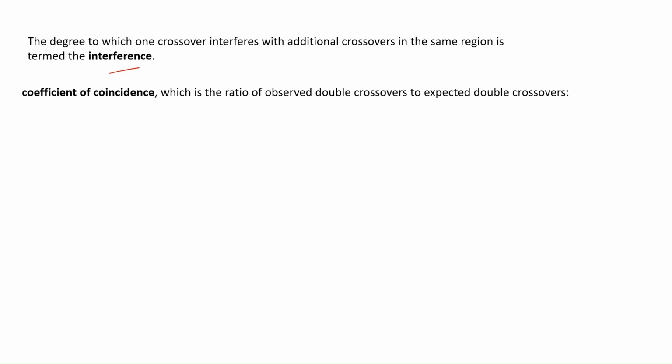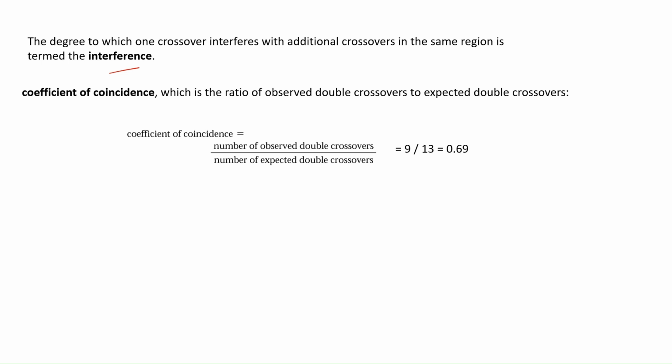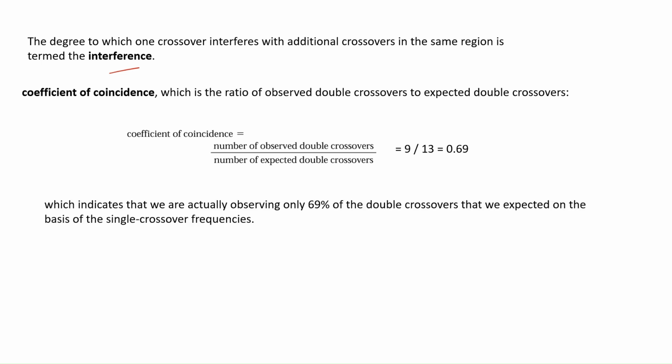Now, one more term comes into play, that is the coefficient of coincidence, which is the ratio of observed double crossovers to expected double crossovers. So observed was 9, expected is 13, and the number is 0.69. Now, from this number, we can calculate the interference. What this number is saying is that we are observing only 69% of double crossovers. That means if the expected is 100, we are observing only 69 due to interference.